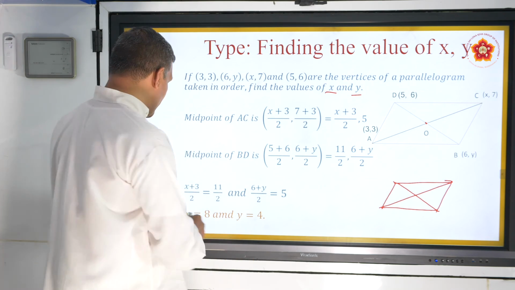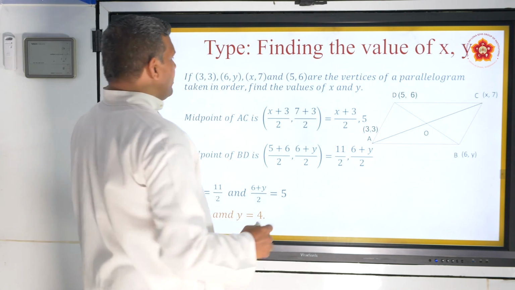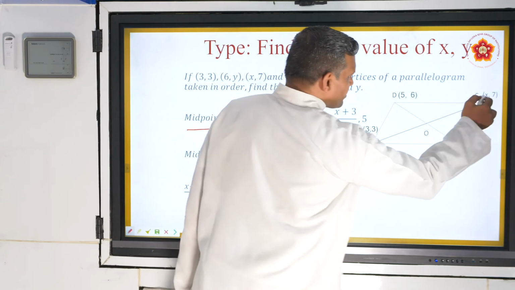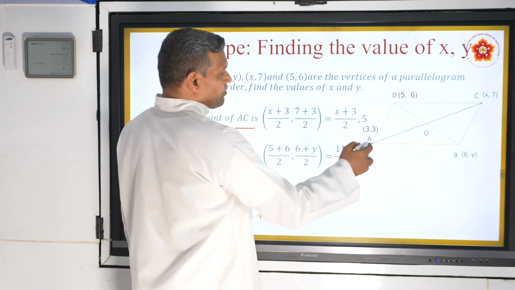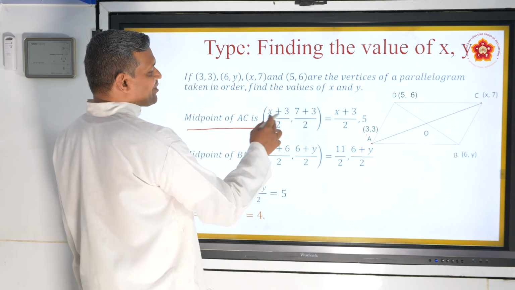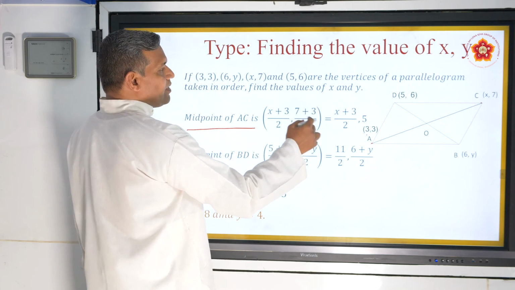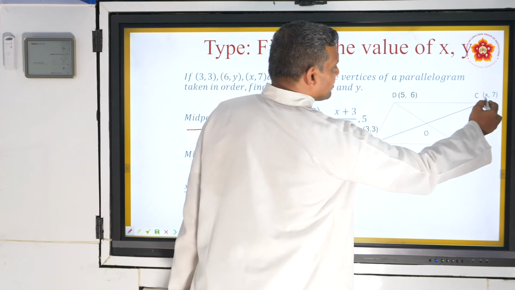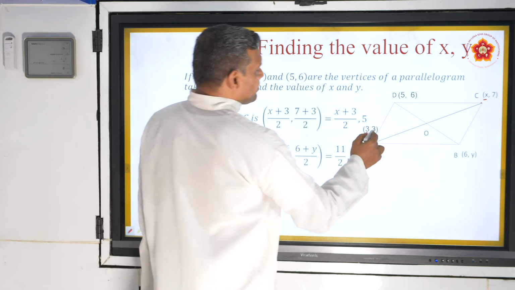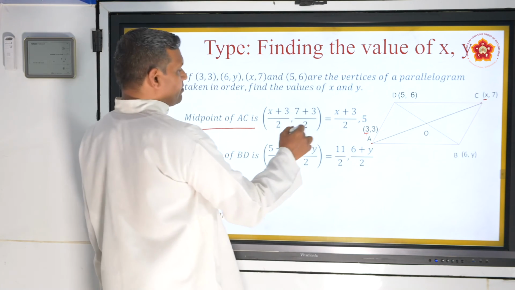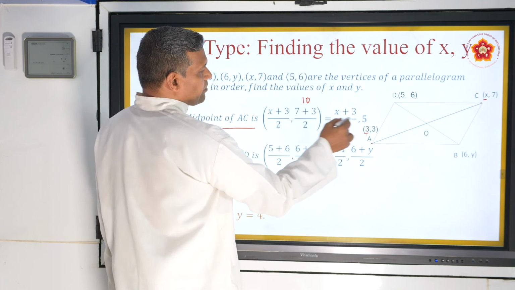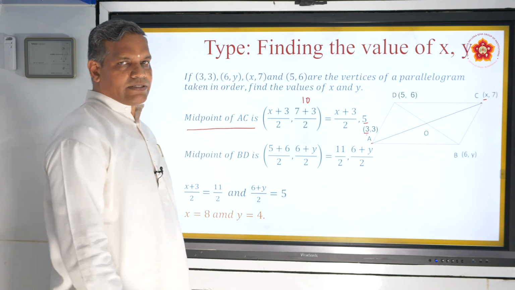Let us get into the sum now. Here, midpoint of AC. So AC is my consideration. So 3, 3 and x, 7 are my values. So now (x1 plus x2) by 2, (y1 plus y2) by 2. x1 is 3, so x plus 3 by 2 and then 7 plus 3 by 2. So these are the two values. What is 7 plus 3? Of course 10. 10 by 2 is what? 5. Got it. That's it.